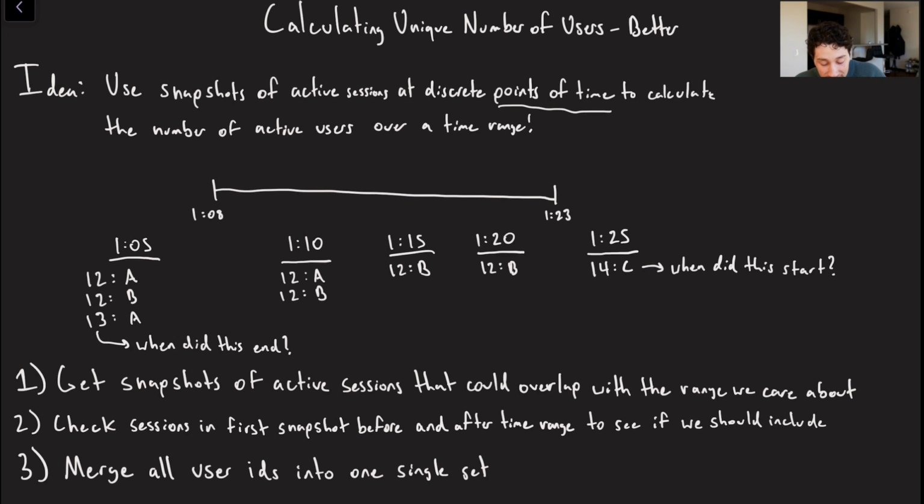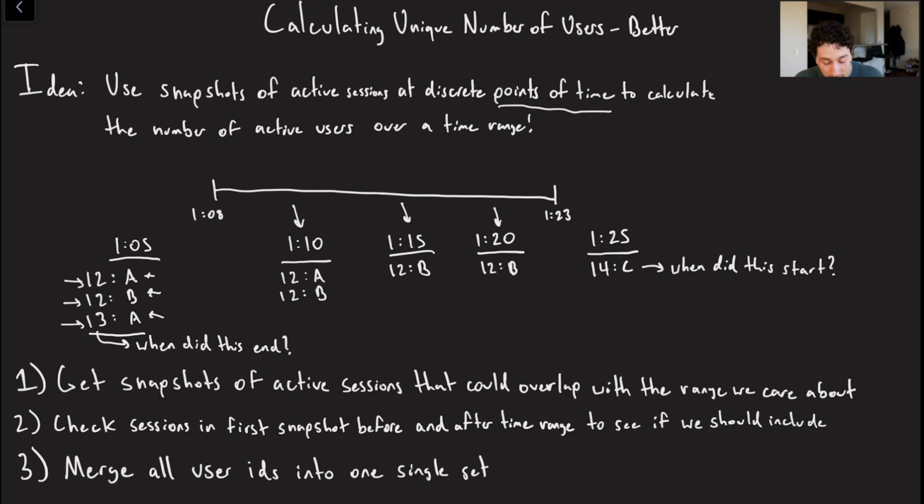So let's say at 105, we've got the following snapshot: user 12 has session A, user 12 on a different device also has session B, and then user 13 also has session A. Now we see all of our session snapshots listed out below. Cool. And basically all we would really do is take the union of all of the users across all of those snapshots, with a couple of small edge cases.